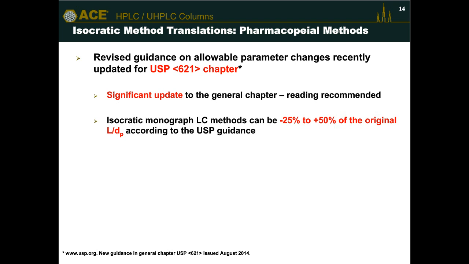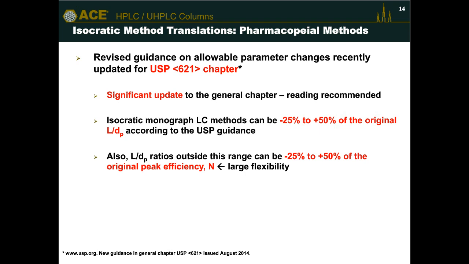So that example that I showed you didn't have exactly the same value as the length to particle size ratio, but it was still within the specifications for an allowable adjustment to the method. There's also a further update, which means that you can change even further outside of these specifications based on the efficiency of the original peak of interest. That means that for isocratic methods, we can use a lot of different columns.